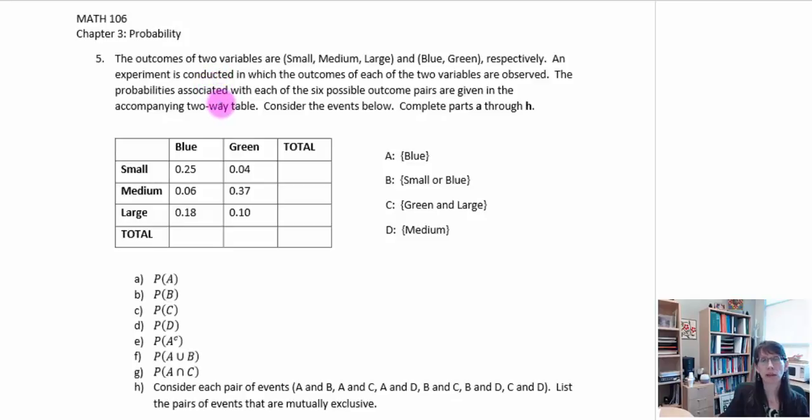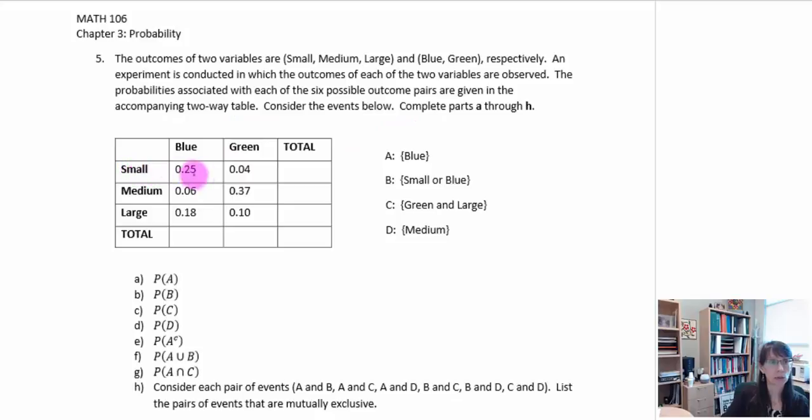In problem number 5, we have one more example of using a two-way table and some given events. The problem says the outcomes of two variables are small, medium, large, and blue, green, respectively. An experiment is conducted in which the outcomes of each of the two variables are observed. The probabilities associated with each of the 6 possible outcome pairs are given in the accompanying two-way table. We're going to consider these events below.